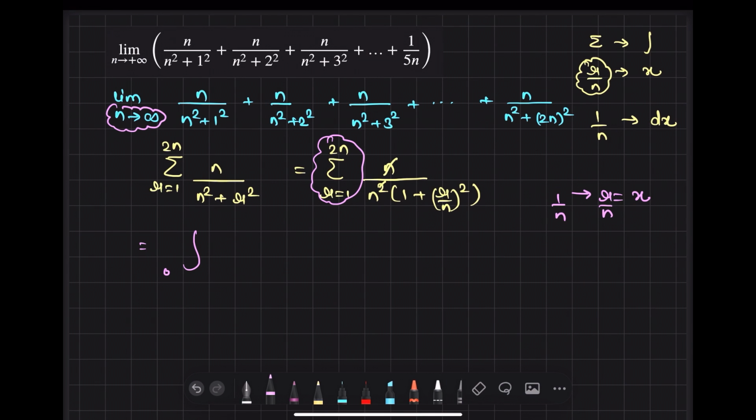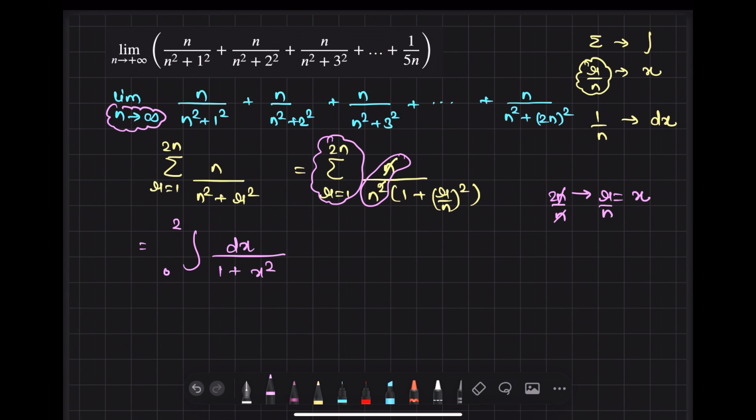Okay, now r is what? For the upper limit, you know that the upper limit is 2n, so you have to write 2n by n. So n is gone, you are left with 2. So this is done. Now you have 1 by n, so you have to replace it by dx, and then 1 plus x square. I hope you are comfortable at this stage.